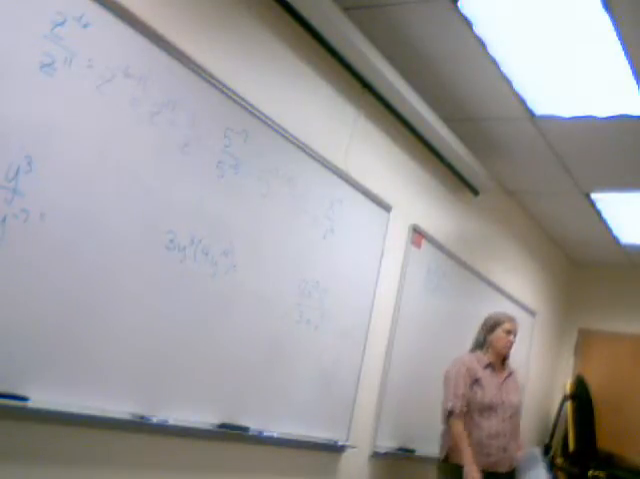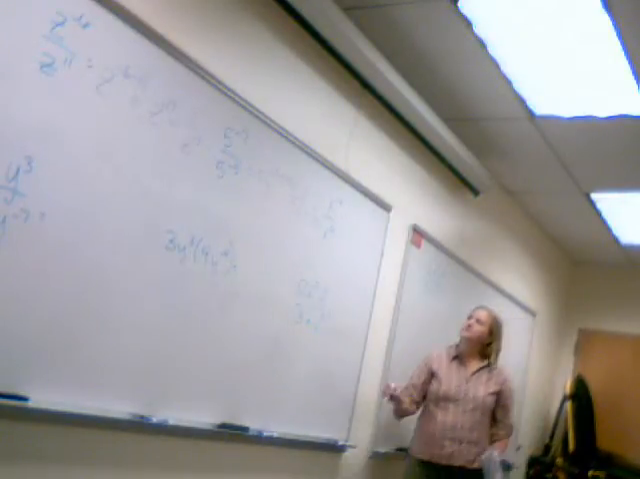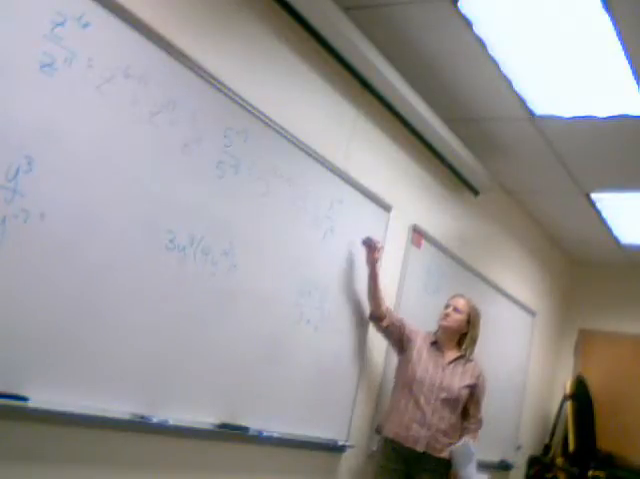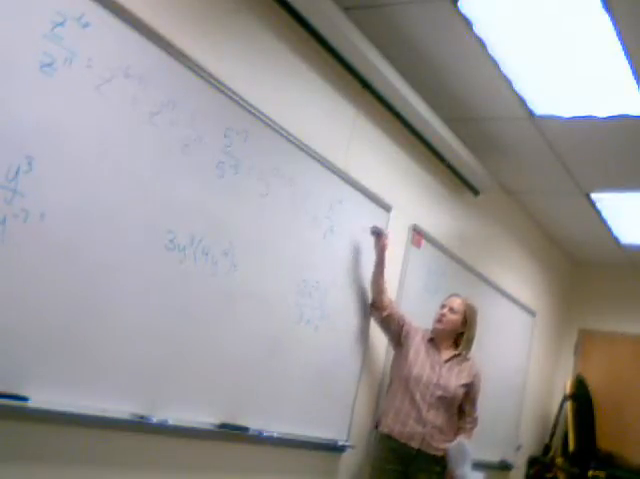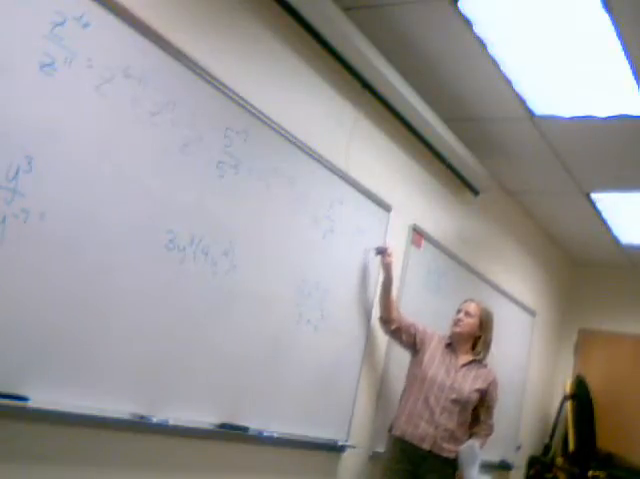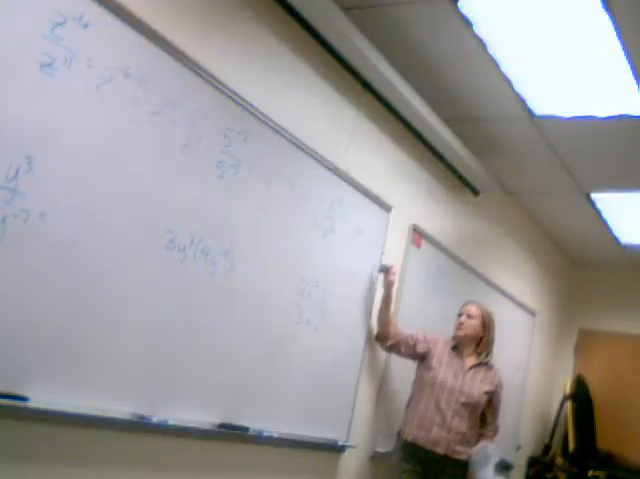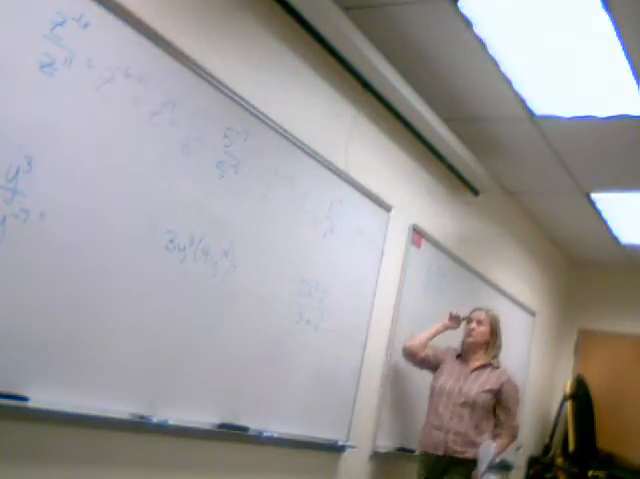Okay, next problem. Go ahead. Okay, so you did negative 4 minus 5, which gives you x to the negative 9, and what's the way to rewrite it? Very good.